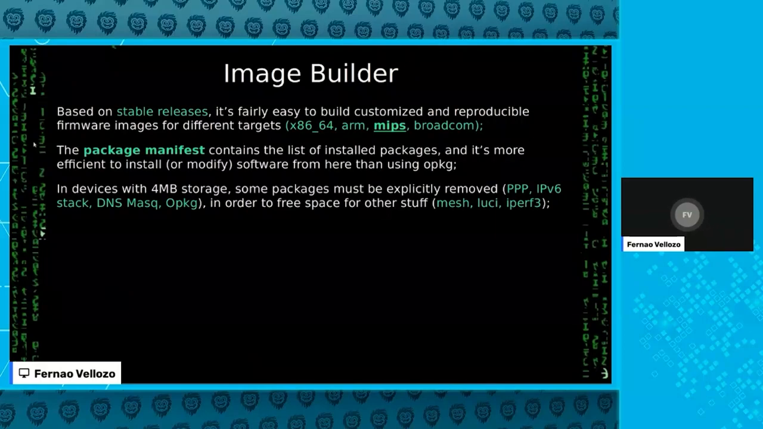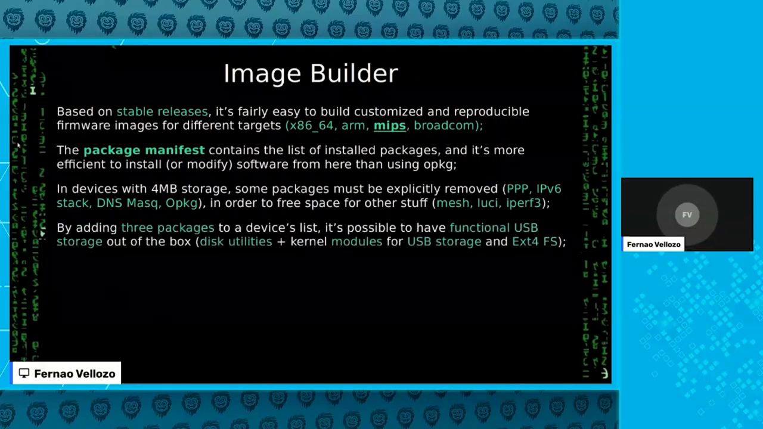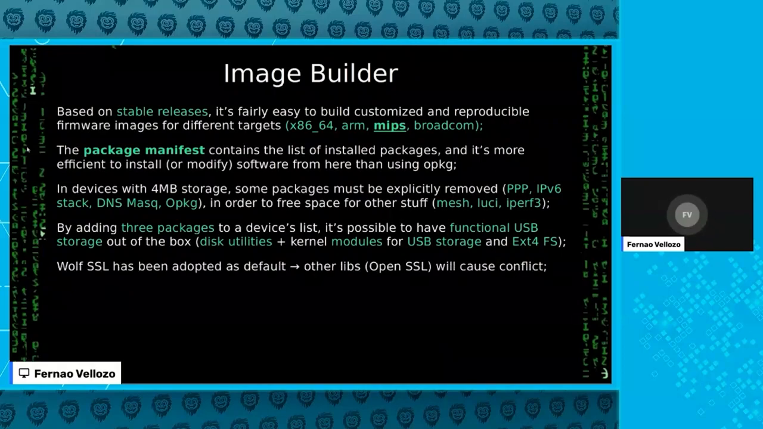So we can also remove dnsmasq or opkg in order to free space for other software. We can have functional USB storage working if we add merely 3 new packages. I'll be showing an example of that in a moment. And one thing about the libraries: since it's embedded software, it may be hard to uninstall and install software. That might be more difficult to do than flashing from new.